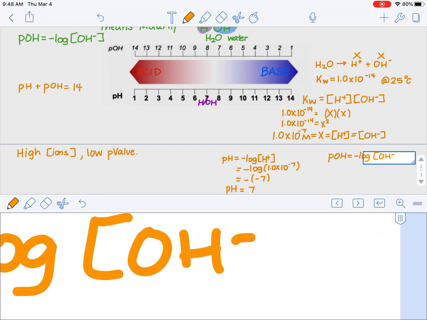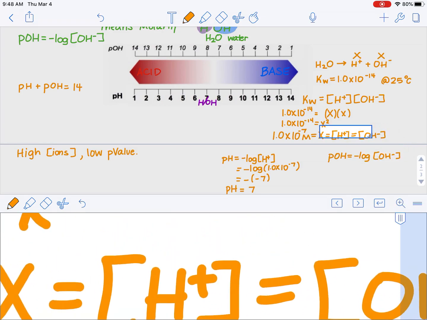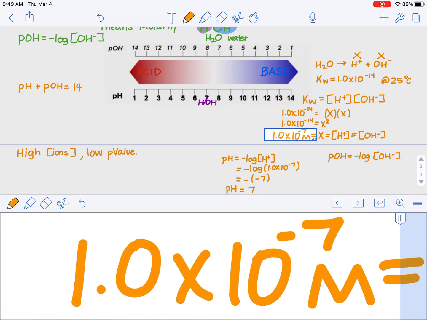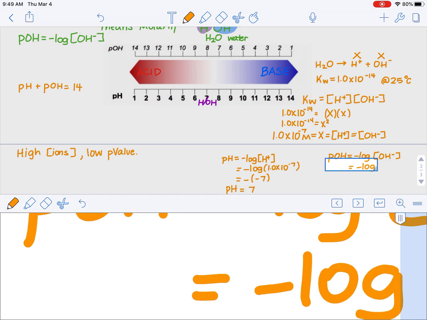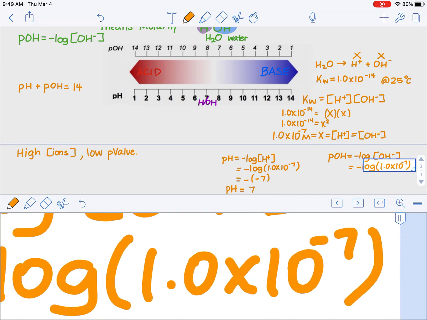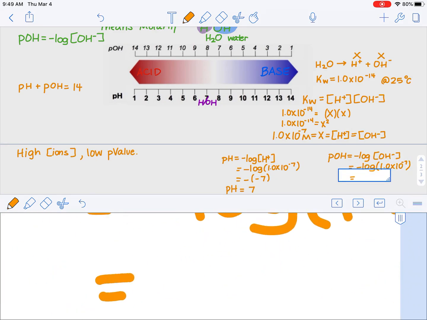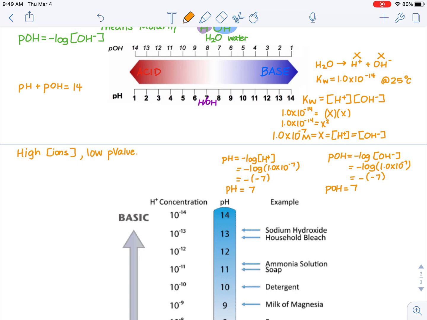Let's redo that math, now calculating for the pOH of water. pOH is defined as the negative log of the hydroxide ion concentration. I just calculated that the hydroxide ion concentration is equal to the hydrogen ion concentration, which is equal to 1.0 times 10 to the negative 7th. Log is asking me to what power is the 10 being raised? The negative of a negative is a positive.